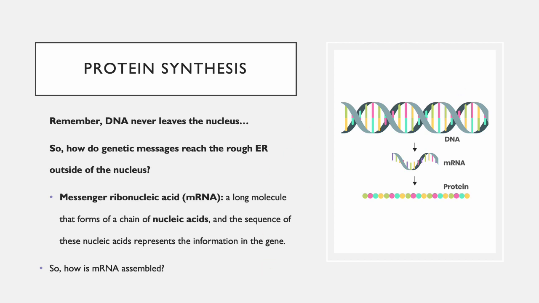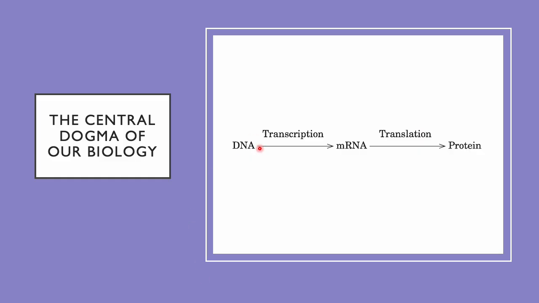So how is messenger RNA assembled? Here is the central dogma of our biology. We've discussed DNA and how it never leaves the nucleus. Genetic information is converted from DNA to messenger RNA and then to protein. So protein is essentially the way that genes are expressed. First, we're going to talk about how DNA is transcribed to a single strand of messenger RNA.